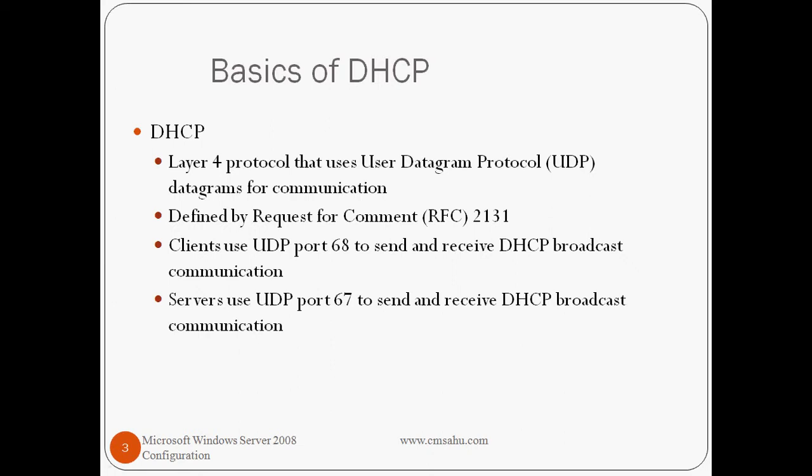Clients use UDP port 68 to send and receive DHCP broadcast communication, and the server uses UDP port 67 to send and receive DHCP broadcast communication. Remember, guys, these are the two important ports which carry communication between DHCP server and client: port 68 for the client and 67 for the server. So this covers the basics of DHCP, what protocol is used and what exactly DHCP is.